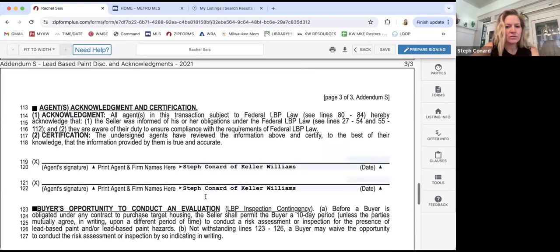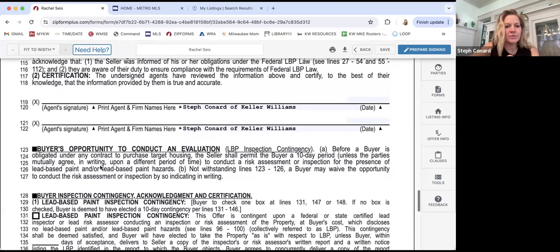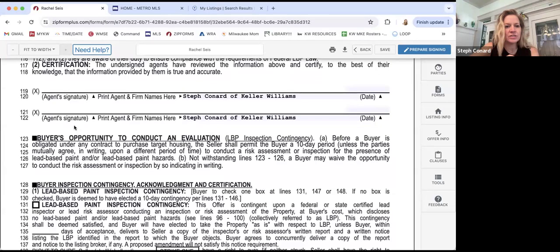Definitions. And then a space for the listing agent and the buyer's agent to sign on line 119 and 121. So you as a listing agent are going to sign on 119. And then when you pick it up as a buyer's agent and receive it, you are also going to be signing on line 121 as the buyer's agent.